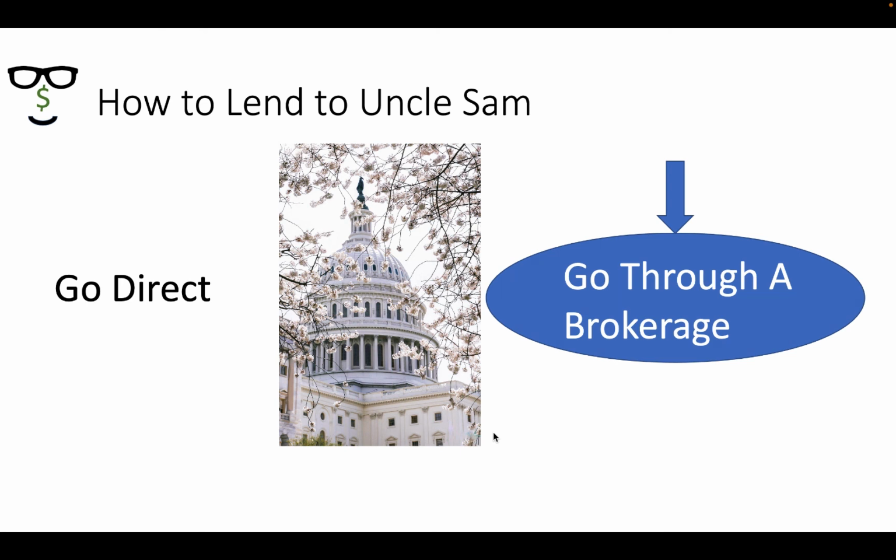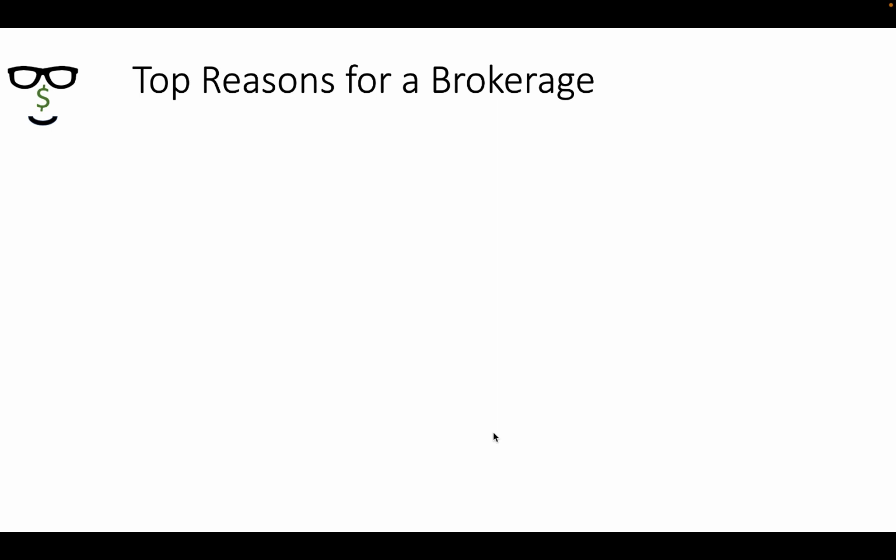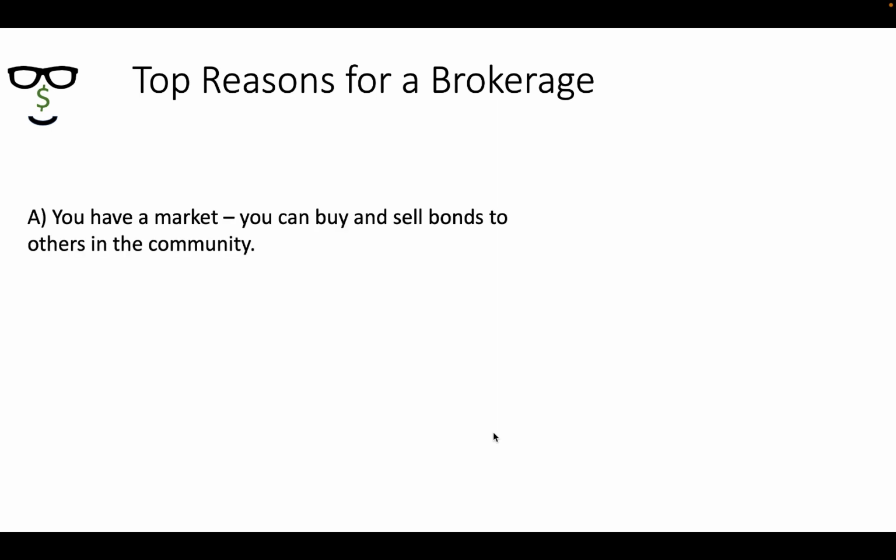Okay, now that we talked about buying direct from Uncle Sam, let's learn all about how to go through a brokerage. What are the top reasons you would even need a brokerage? Number one, a brokerage inherently is a market. There are some people buying, some people selling, and so you get more of an active marketplace. In Treasury Direct, you are the buyer and you have that security. You cannot sell it to anybody else. You can cash out, and that is about it.